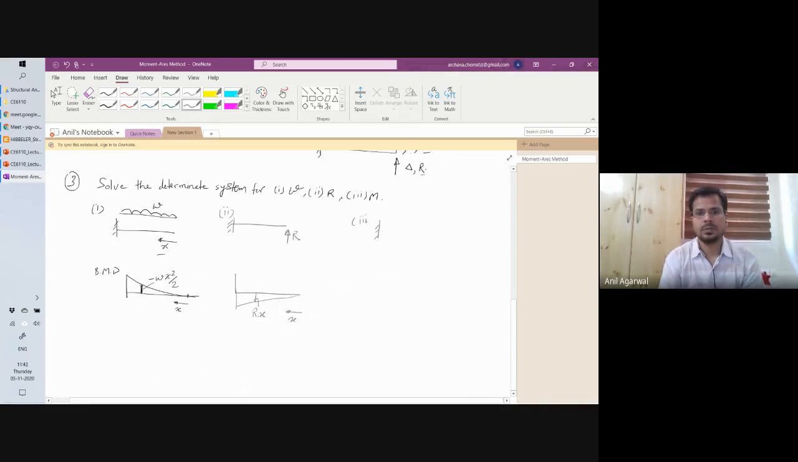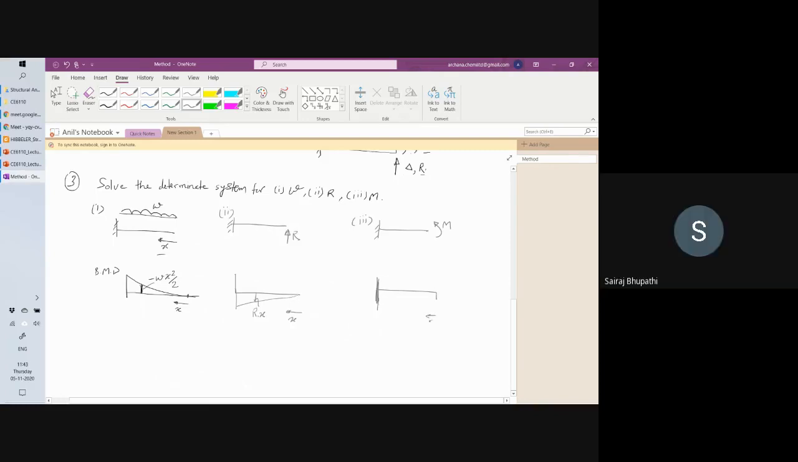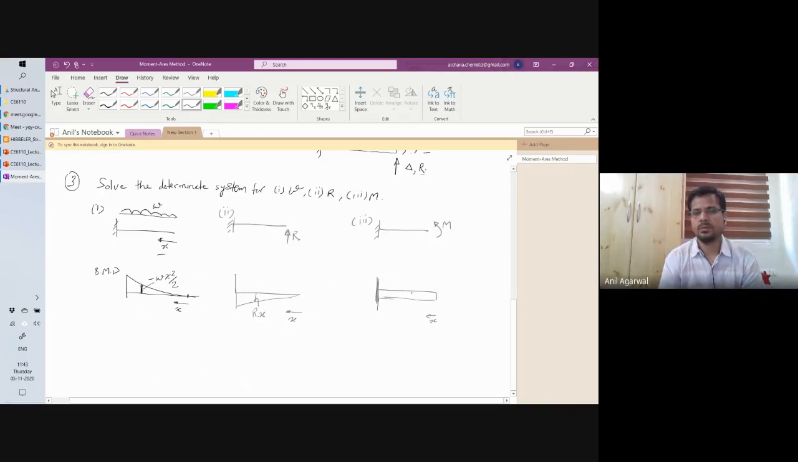This will be the third case. In the third case, I am applying a moment. Okay, and because of that moment, again, I am getting tension in the bottom fiber. So how much tension will I get at the bottom fiber at any given distance x? M, sir. Yes. So it will be M, uniform everywhere.